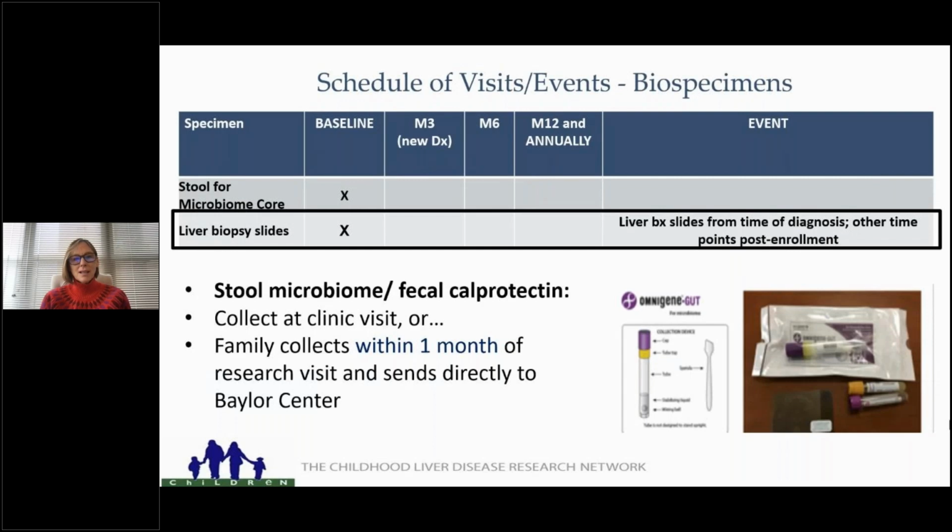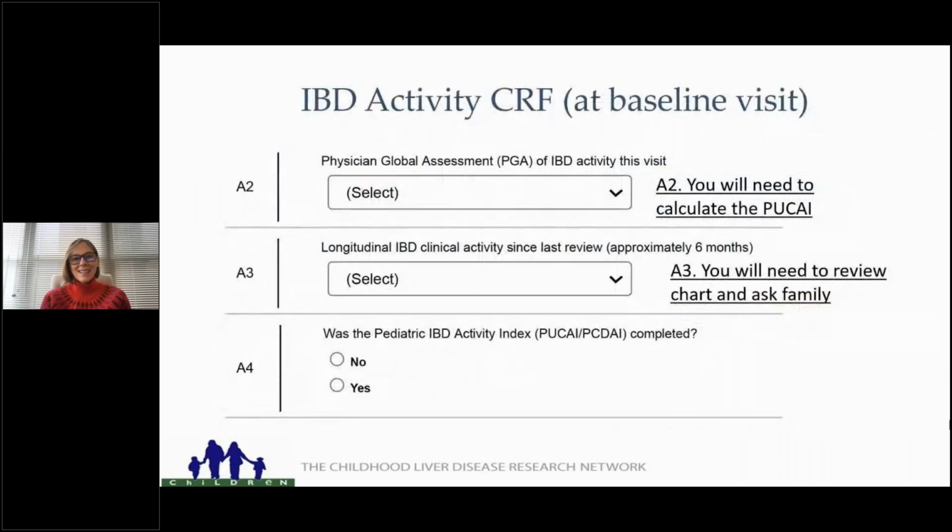Should we go to the next slide? I think this is just at the baseline visit. The IBD activity, you may need help from the PI unless they have taught you how to calculate the PUCI. It's not that difficult, but next slide.